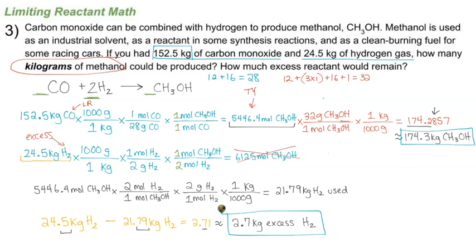And so let's just double check that we've done everything. It says how many kilograms of methanol could be produced? Well, right there's our theoretical yield, and then how much excess reactant would remain, and there it is. So we have indeed done everything that the problem is asking for.